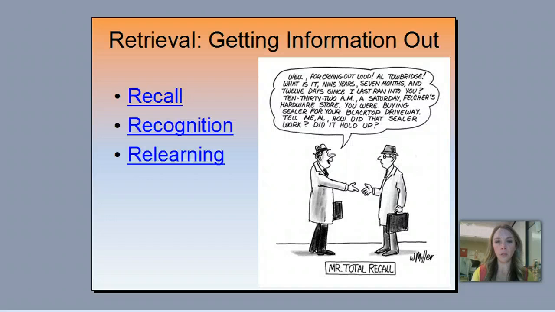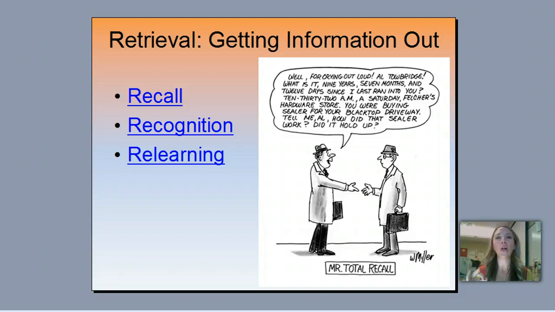Okay, so let's talk about our first 3 vocab words, ones that we've definitely already talked about in class. There's a couple different ways in which you can get information out of your long-term storage: recall, recognition, and relearning, the 3 R's of retrieval. Oh, that's 4. All right, retrieval, recall, recognition, relearning.